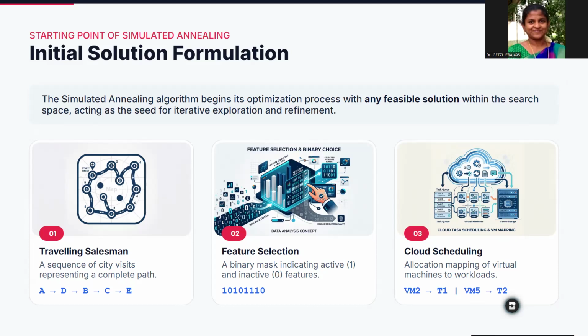It begins its optimization process with any feasible solution. First, you arrive at a solution. For example, in a traveling salesman problem, I decide on A, D, B, C, E. Similarly, for feature selection, I just have a binary mask such as 10101110. And in cloud scheduling, I say virtual machine 2 is allocated to task 1 and virtual machine 5 to task 2. So this is the initial solution formulation.